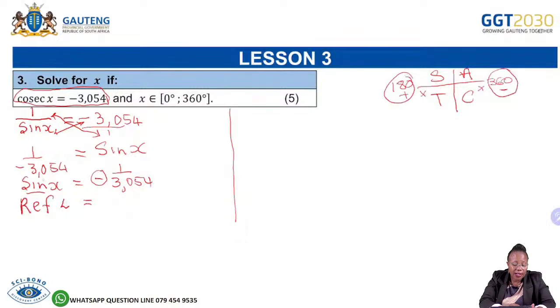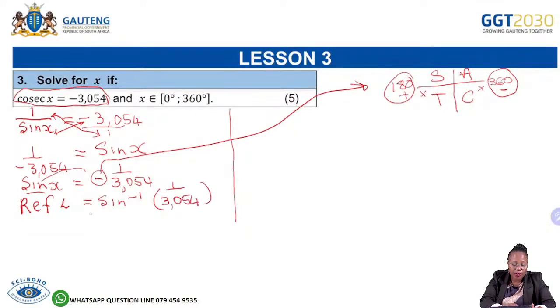So for the reference angle, you'll be taking this sine to this side. It will be sine arc sine of, we don't look at the negative because the negative is showing us quadrants. Okay, so we'll take 1 over 3,054 as being positive. This is giving us a reference angle of 19,11 to the second decimal. That is our reference angle.